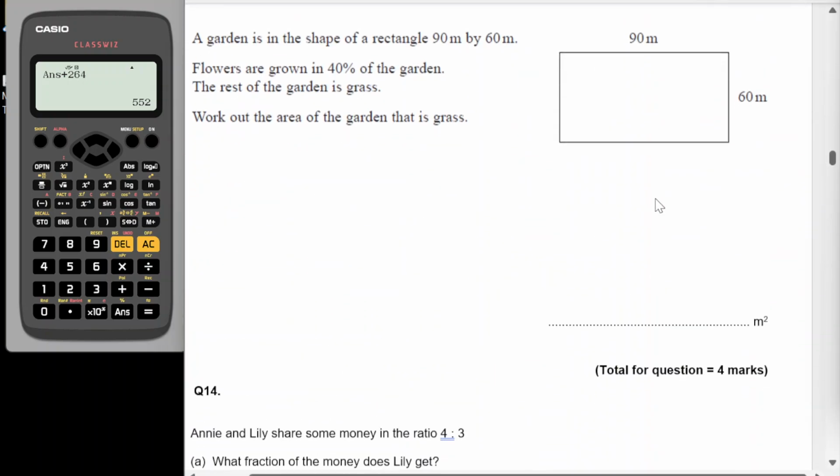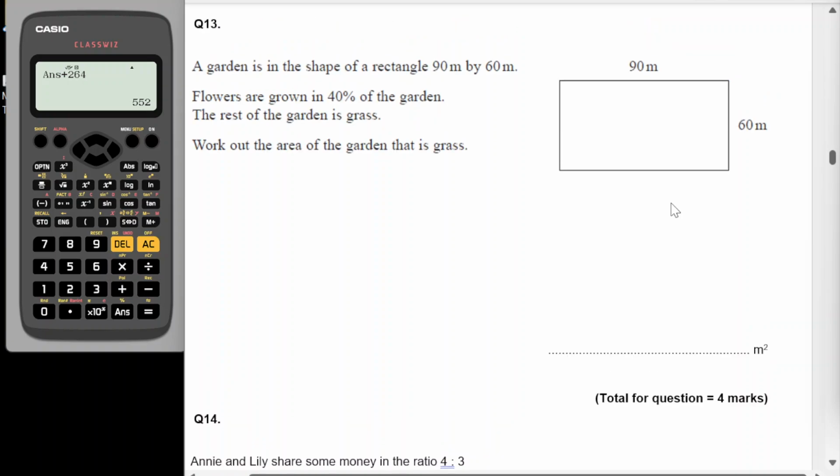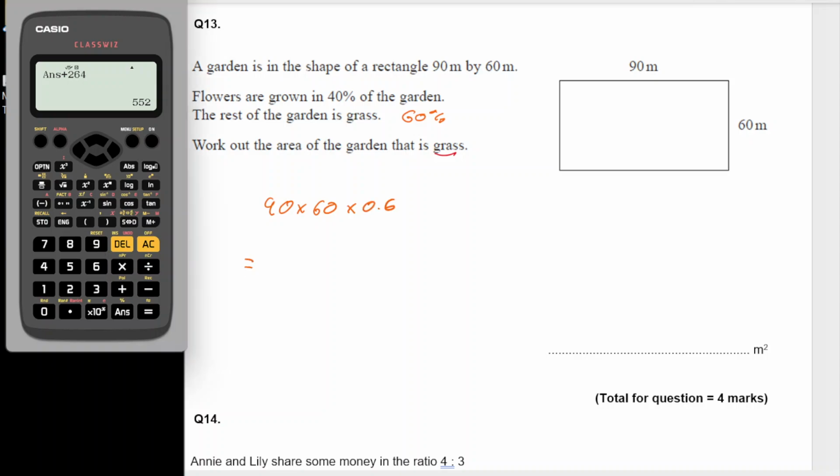Okay, question 13. So the garden is in the shape of a rectangle, 90 meters by 60 meters. Flowers are grown in 40% of the garden. The rest of the garden is grass. Work out the area of the garden that is grass. So if 40% is flowers, 60% must be grass. So we want to do 90 times by 60 times by 0.6. So 90 times 60 times 0.6 gives me 3,240 meters squared, which is the unit in the question.